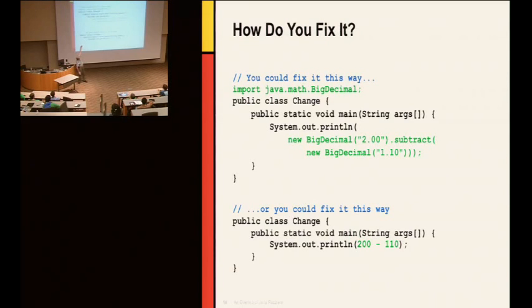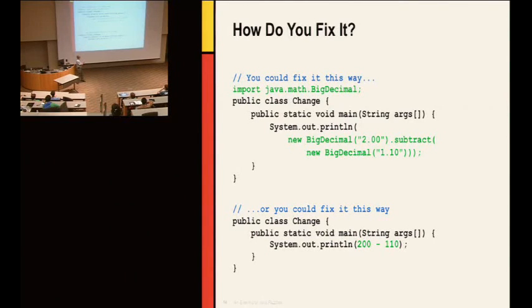Well, 2 ways. Either you use BigDecimal, right? Replace this with new BigDecimal of "2.00" dot subtract. It's ugly, but it works. And this one actually does keep track of the precision. So this one will print out 0.90. Or you could fix it this way.